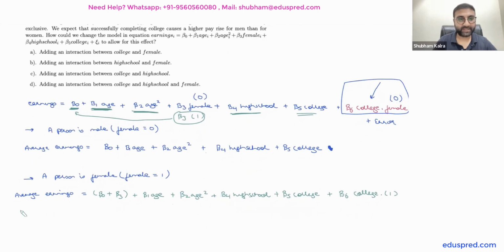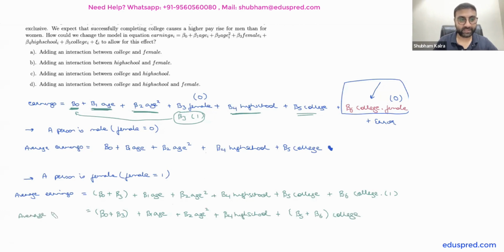So now how can we write this further? Well, this further can be written as beta 0 plus beta 3 plus beta 1 h plus beta 2 h square plus beta 4 high school. And over here, this is beta 5 college plus beta 6 college. So I can actually take college common, and this is beta 5 plus beta 6 comes over here, and I can take college common. Okay, and this is what we wanted to achieve.